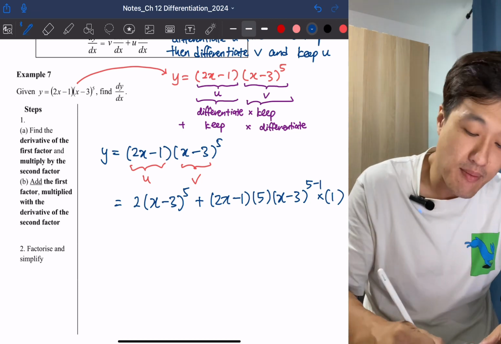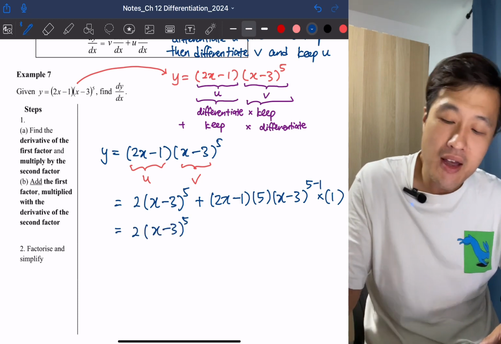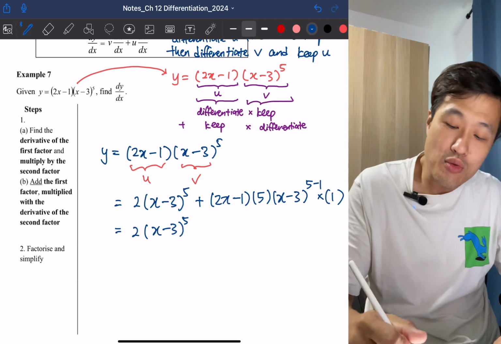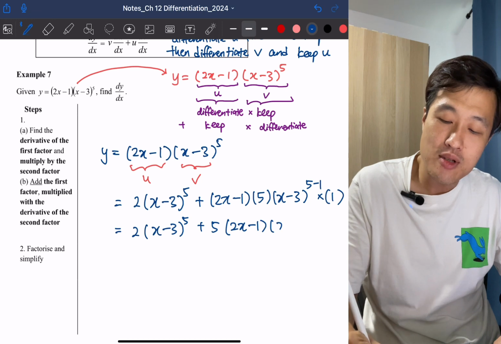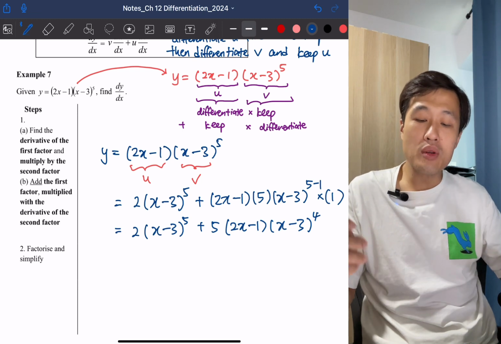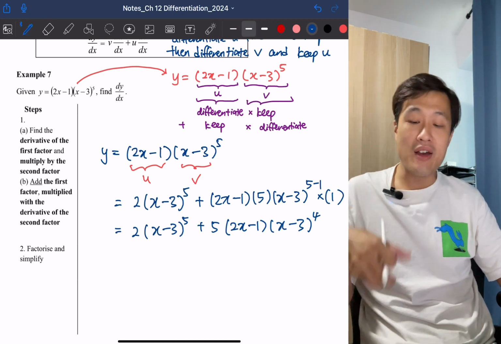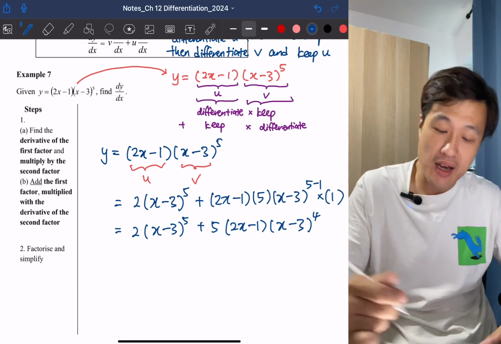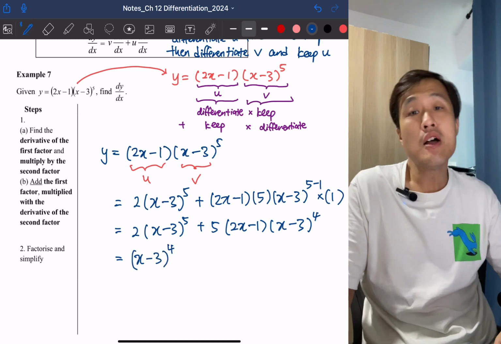Next we have to simplify. We have 2 times (x minus 3) to the power of 5, and the 1 is not going to make a difference, so we put the 5 in front, and then we have (2x minus 1) times (x minus 3) to the power of 4. We're not done here, because we notice that the first term has (x minus 3) to the power of 5 and the second term has (x minus 3) to the power of 4. So we can still factorize out (x minus 3) to the power of 4, right?